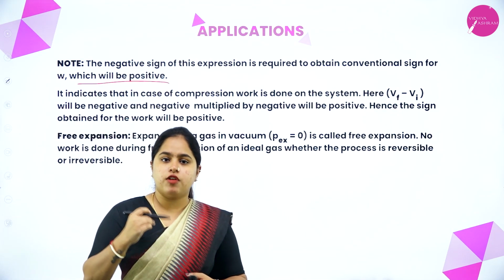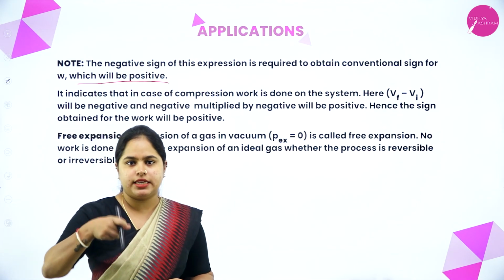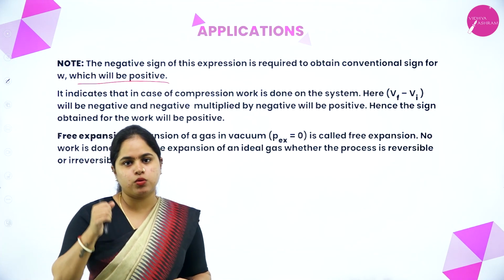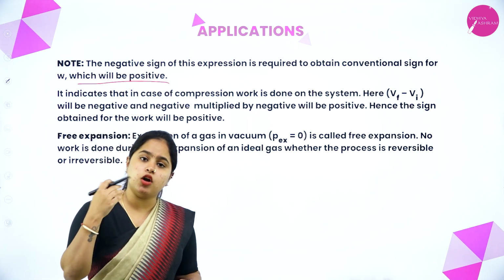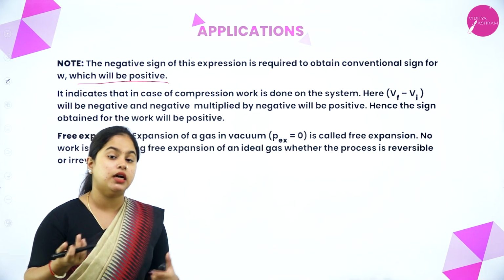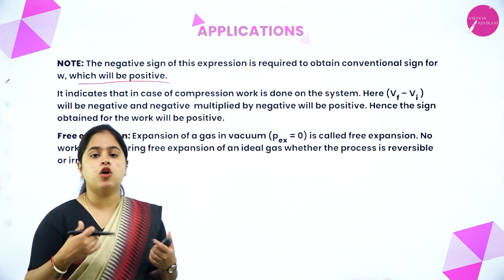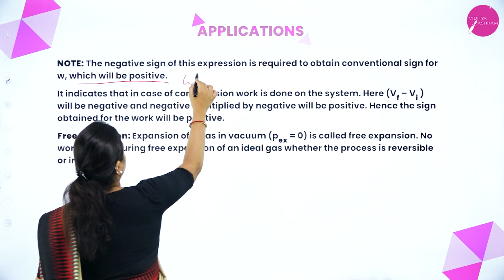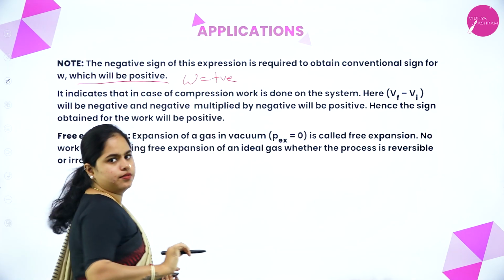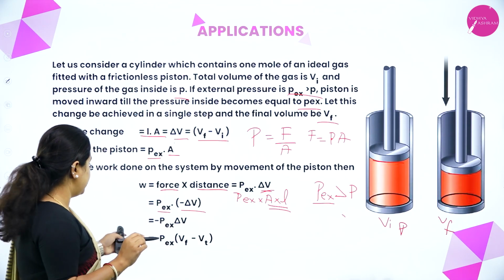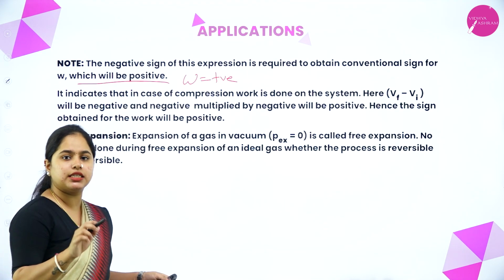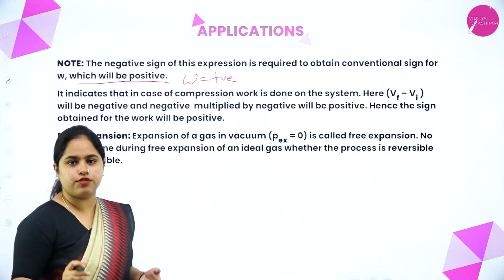Now, what is this? Work done on the system. Yes, we are applying a pressure using a piston. So, is work done on the system or by the system? The work is done on the system. Hence, if the work is done on the system, according to sign convention, the W must always be positive. That is why we are using a negative sign here, so that the negative and negative will get cancelled and you will get a positive value for the work.